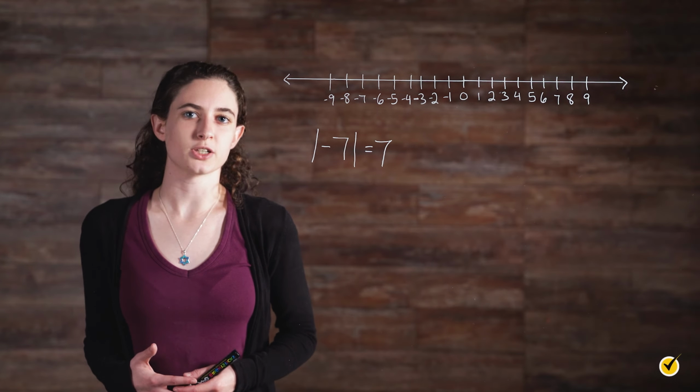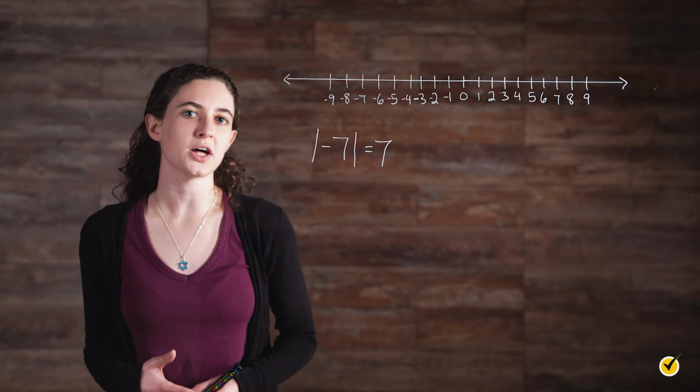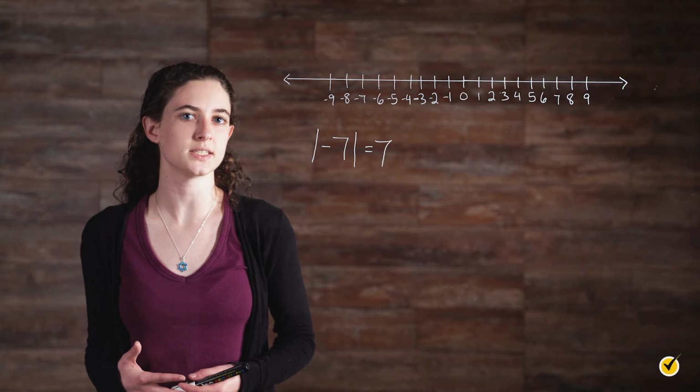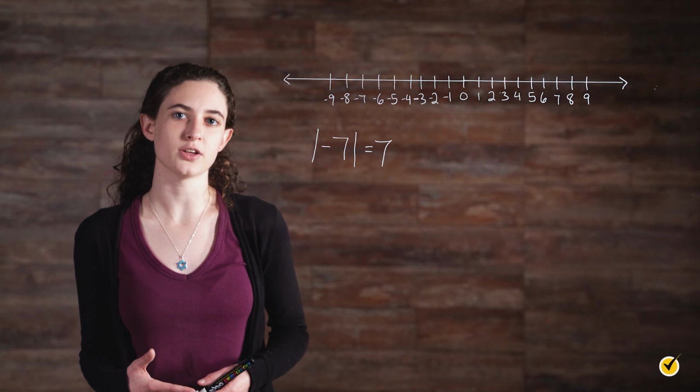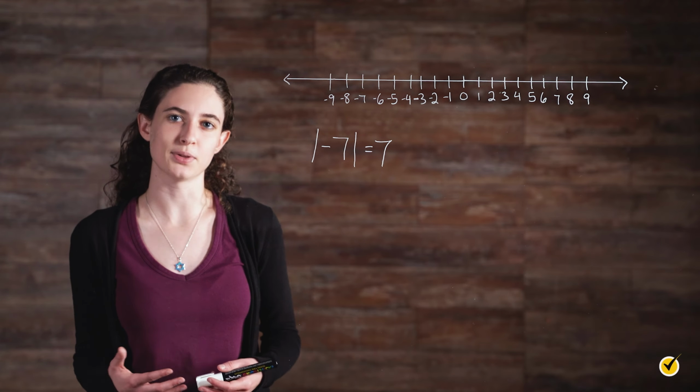When we evaluate expressions and solve equations, the absolute value brackets act very much like parentheses do in the order of operations. We evaluate what's inside the absolute value brackets first. Let's look at a simple example.